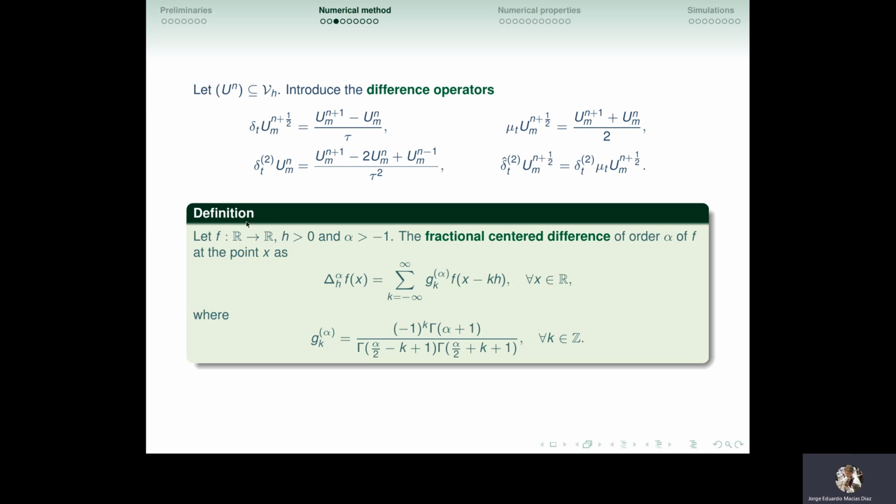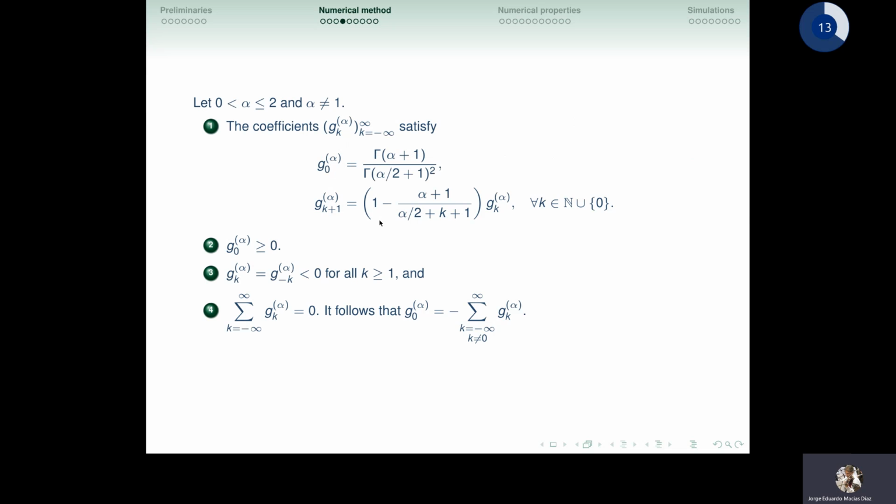And recall this definition introduced by Ortigueira some years ago. Suppose that f is a function, h is greater than 0, and alpha is greater than -1. Then the fractional centered difference of order alpha of f at the point x is given by this double series. The coefficients in this case are given by this expression. Those coefficients satisfy some recurrence relations.